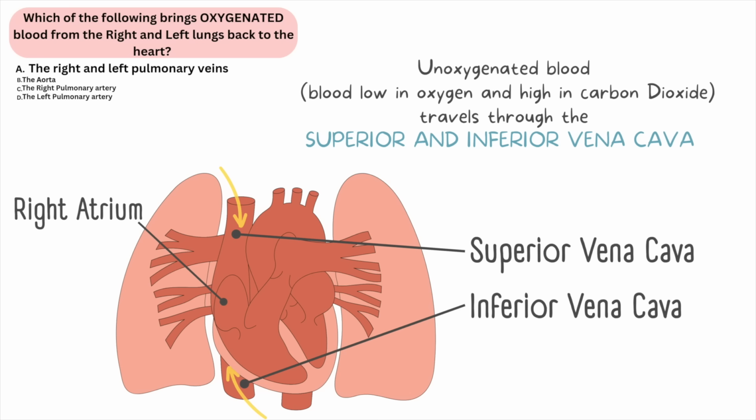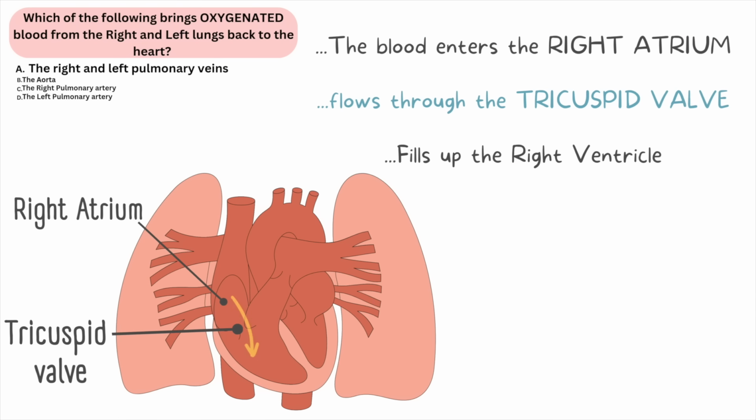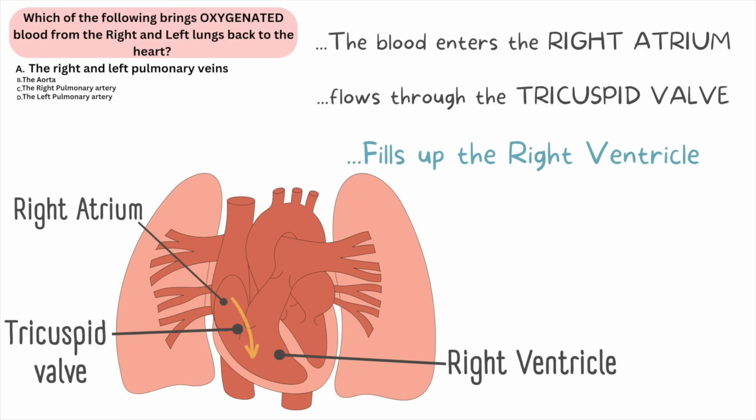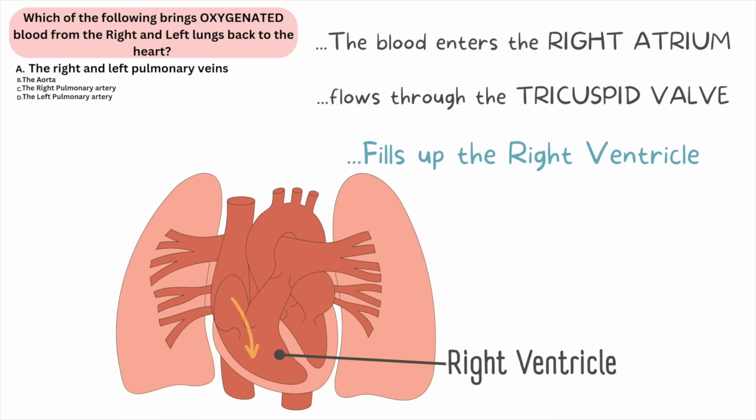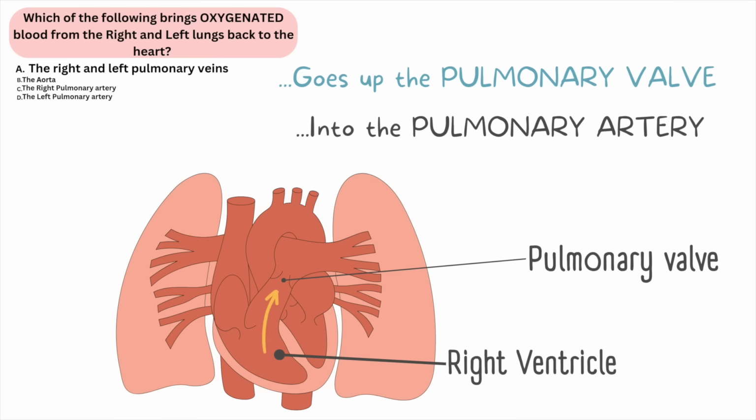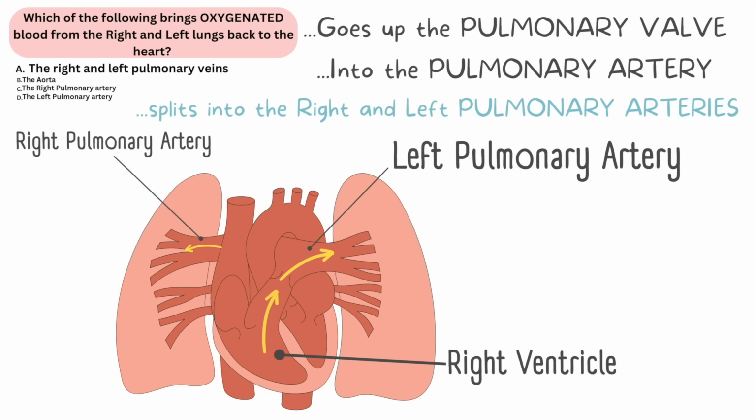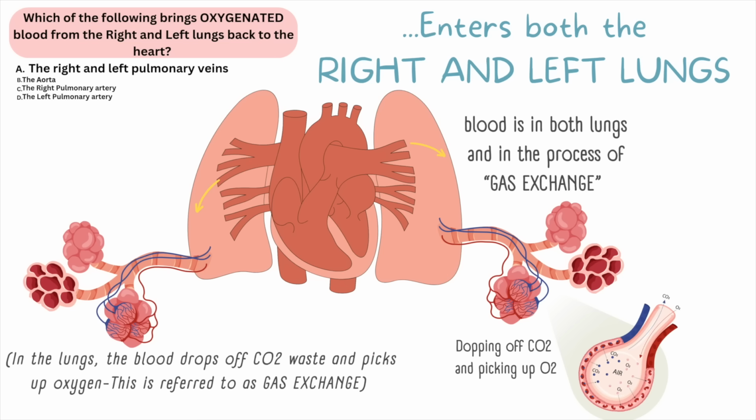Blood fills the right atrium, then flows through the tricuspid valve and into the right ventricle. Then it gets pushed up through the pulmonary valve into the pulmonary artery. Then the blood splits into the right pulmonary artery, which goes into the right lung, and the left pulmonary artery, which goes into the left lung. So leaving the right and left pulmonary arteries, the blood finally reaches the right and left lung. And here is where gas exchange happens, meaning the blood is going to drop off CO2 and pick up oxygen.